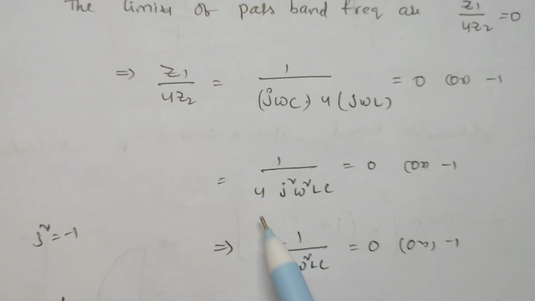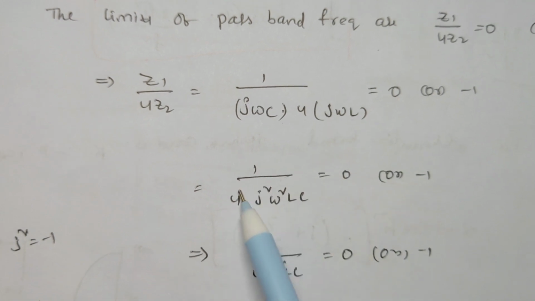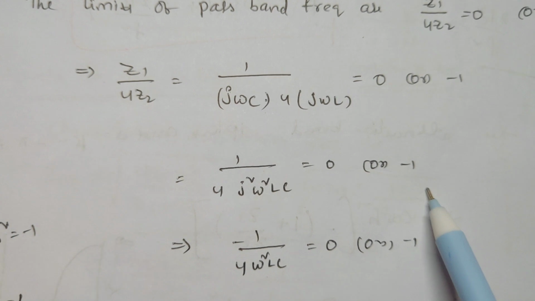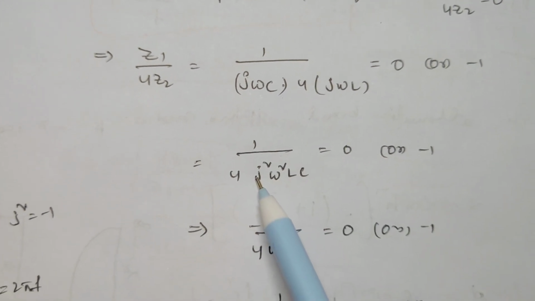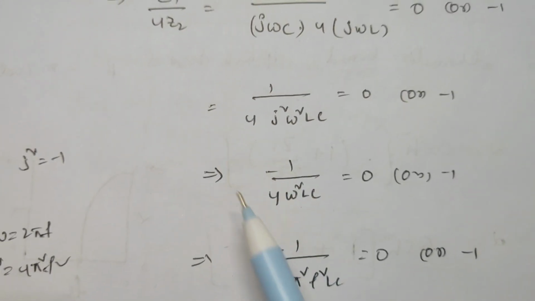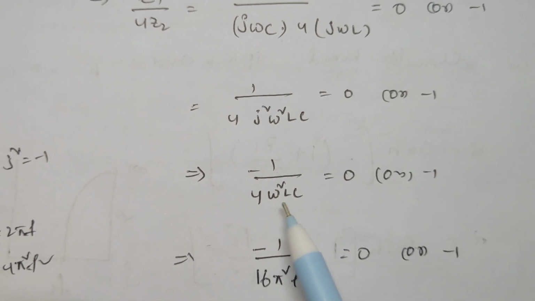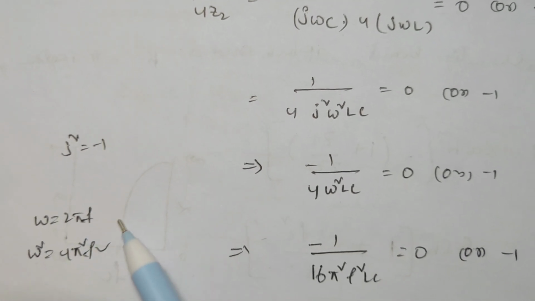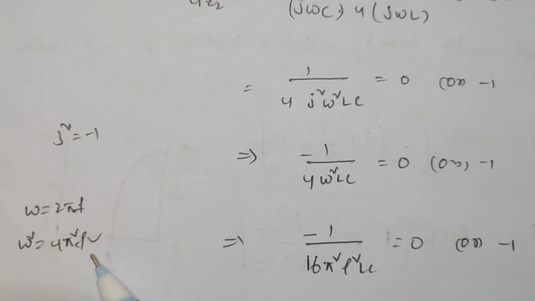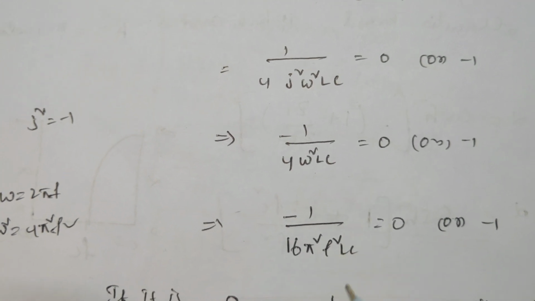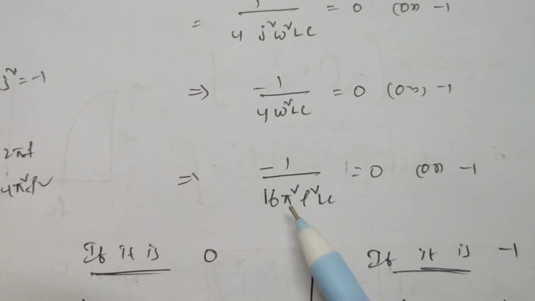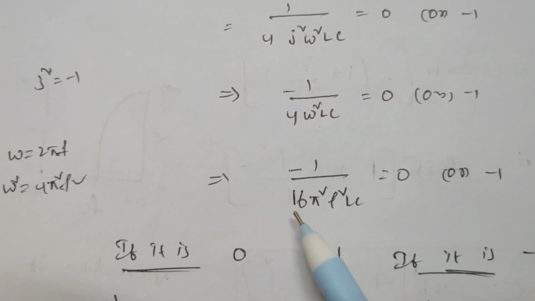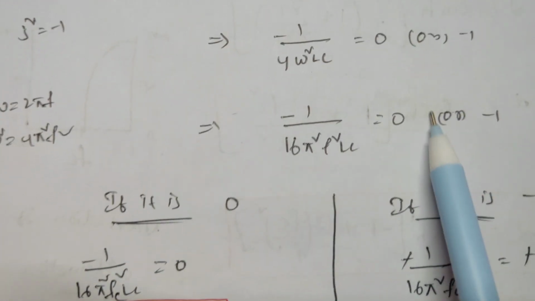By multiplying these values I get 1 by 4 j square omega square LC, which is equal to 0 or minus 1, and we know j square is minus 1. Substituting that, we get minus 1 by 4 omega square LC equal to 0 or minus 1, and we know omega is 2 pi f, so omega square is 4 pi square f square. Substituting that, minus 1 by 16 pi square f square LC is equal to 0 or minus 1. Here f is nothing but the cutoff frequency.